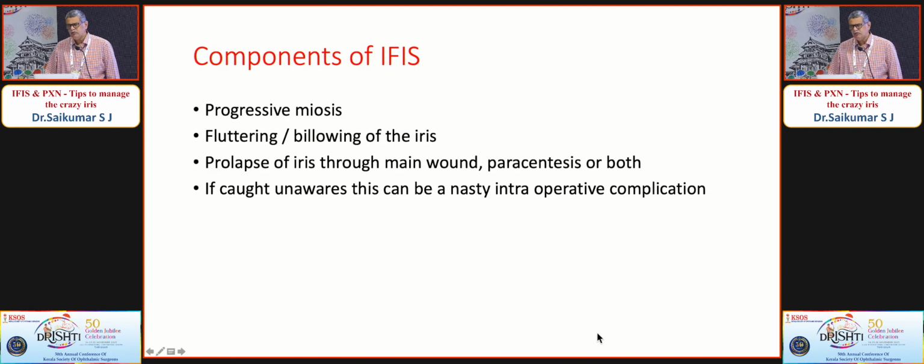The components of IFIS are progressive miosis during surgery, fluttering or billowing of the iris, and prolapse of the iris either through the main wound or through the paracentesis. And if you are caught unawares, IFIS can be a pretty nasty complication during phacoemulsification. But if you are aware of it and have taken preemptive measures, then it is easy to manage.